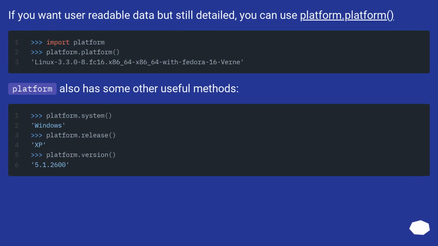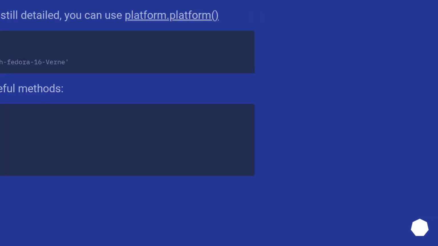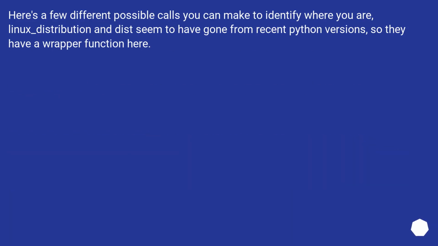If you want user-readable data but still detailed, you can use platform.platform. Platform also has some other useful methods. Here's a few different possible calls you can make to identify where you are. linux_distribution and dist seem to have gone from recent Python versions, so they have a wrapper function here.